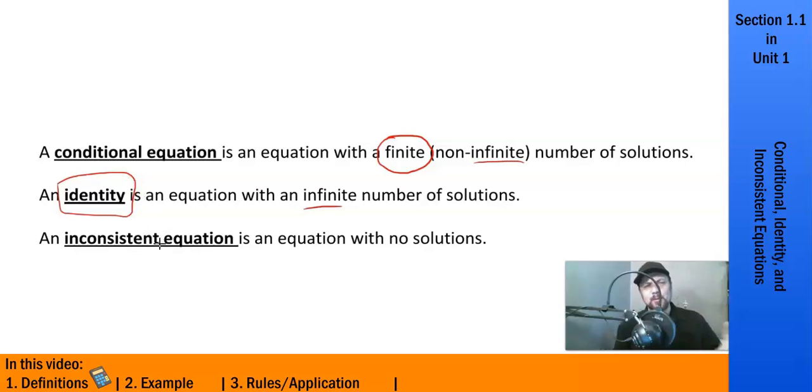Or almost any number. We're going to see a type of equation where there's still numbers you can't use, but any number you can use will make it true, so it's still infinite. And we call those identities.